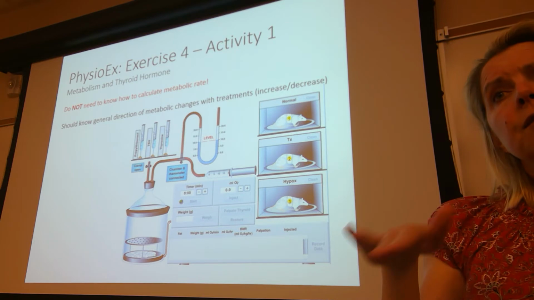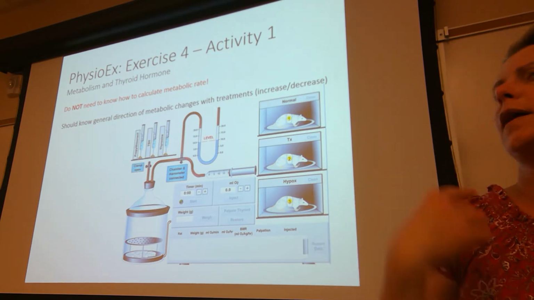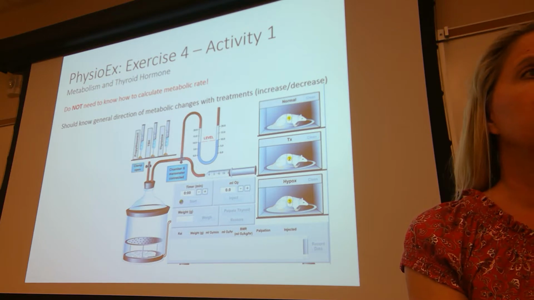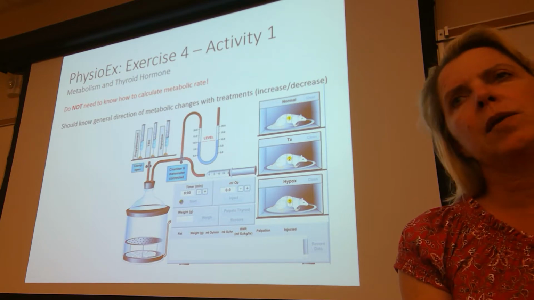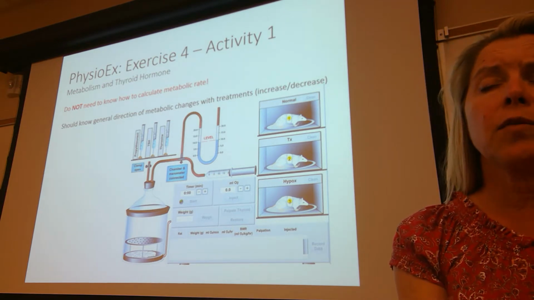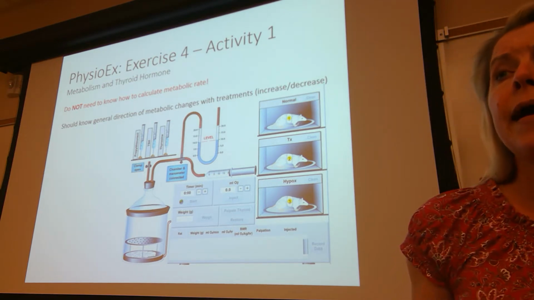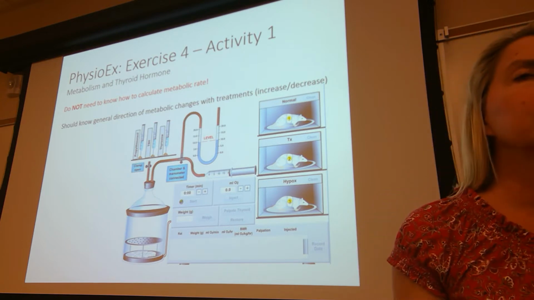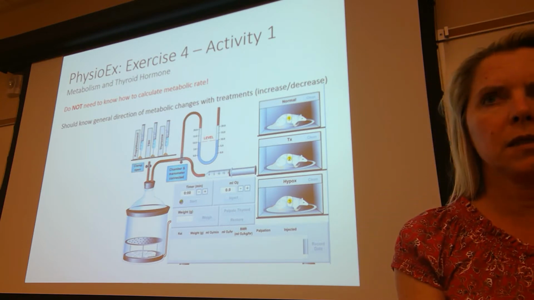Then in the next experiment, once we got the baseline read, we injected the rats with thyroxine, which is T4, and it can be converted into T3. When we injected thyroxine into the normal rat, its metabolic rate went up. That's one of the things that thyroid hormone does.